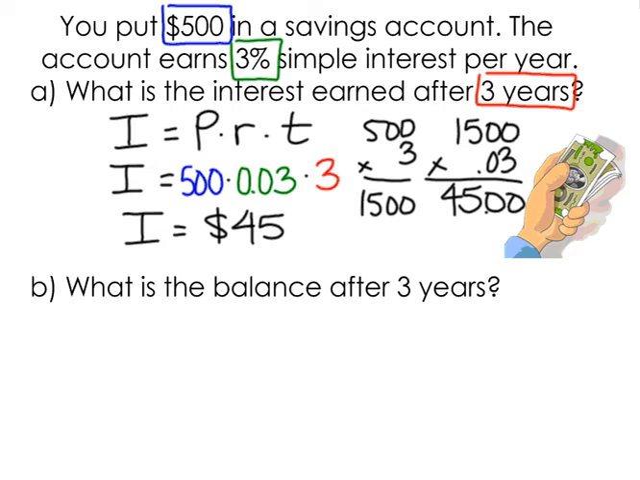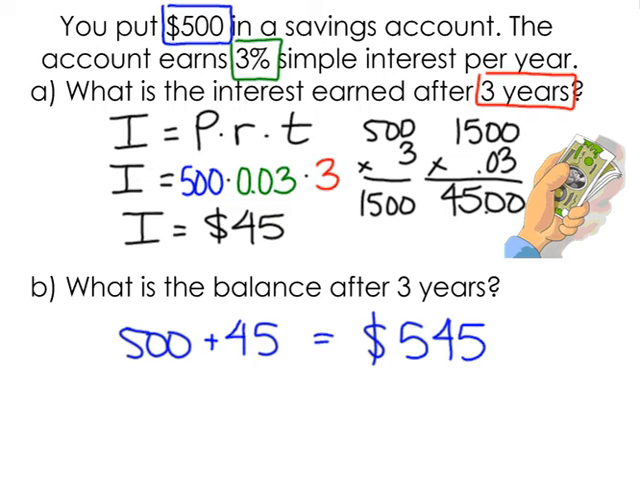Okay, for part B, it says what is the balance after 3 years? I started with $500 and I made $45 in interest. So my total balance is just going to be $545.